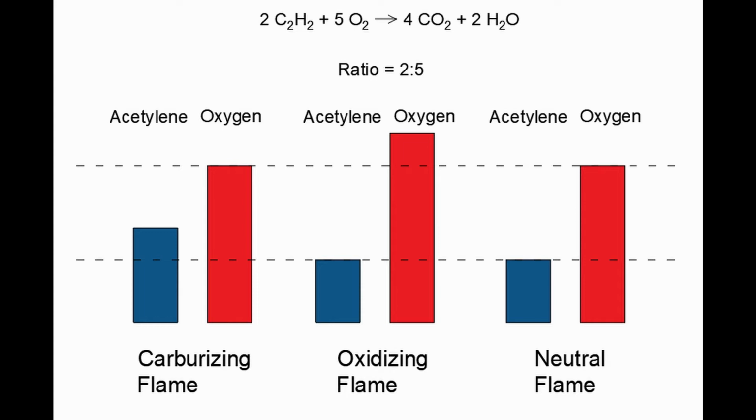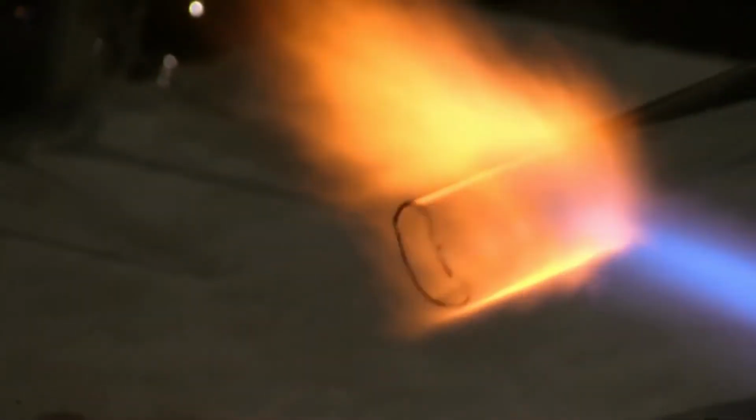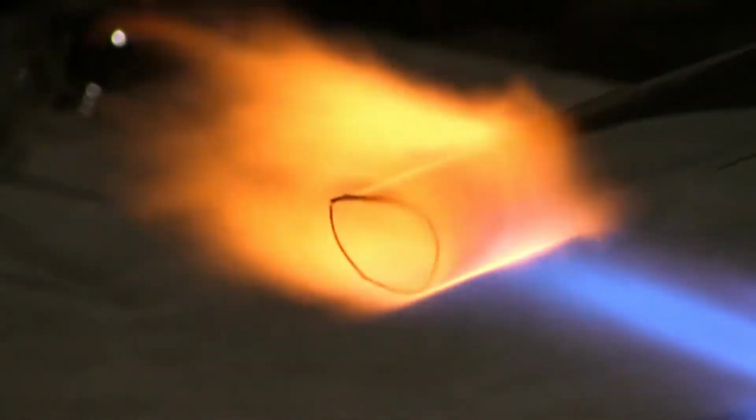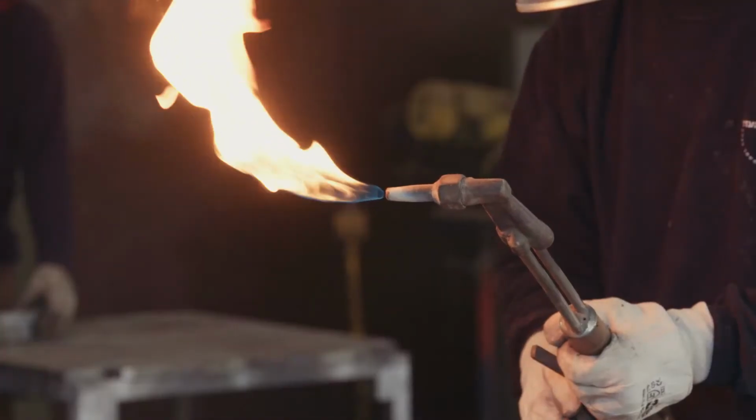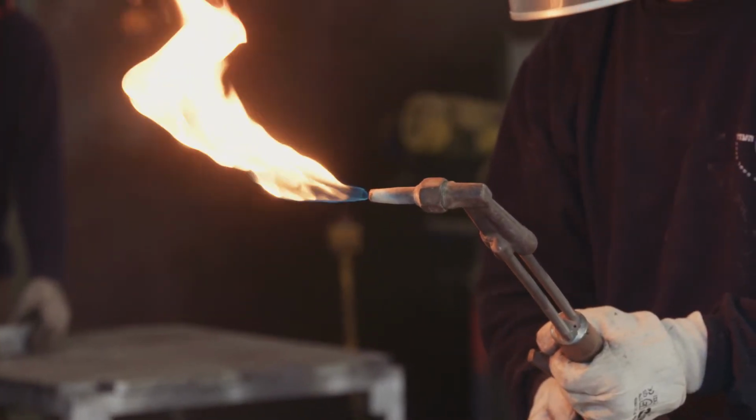As you can see, the diagrams depict this fact. Dashed lines indicate the correct amount of acetylene and oxygen that produces a neutral flame. You can visually understand how increasing the flow of one of the two ingredients affects the flame. How can a welder figure out which type of welding flame he or she is using? He or she can do that by noticing the shape and the characteristics of the flame.